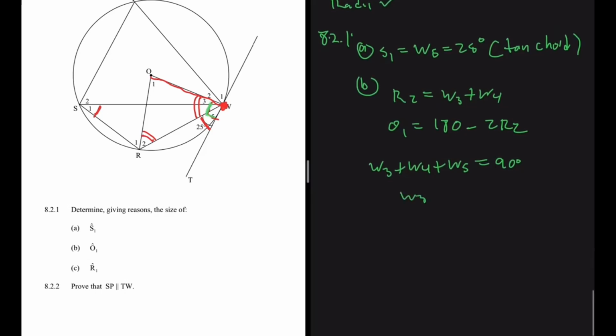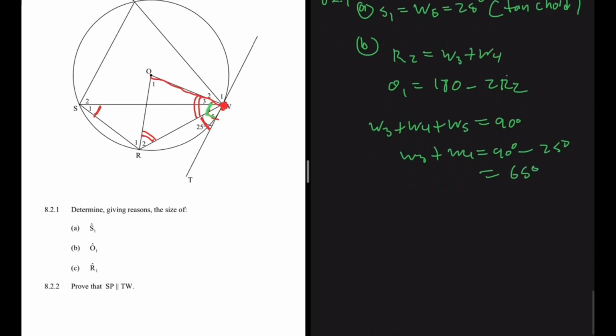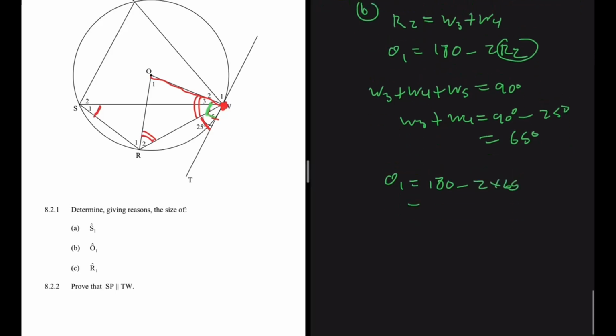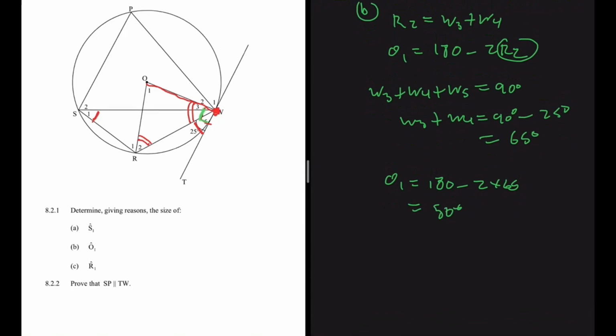So we're going to have W3 plus W4 being equal to 90 degrees minus 25 degrees. And that will be equal to 65 degrees. So now in place of R2, we can put 65 degrees. So we're going to have O1 being equal to 180 minus 2 multiplied by 65, which is 130. So O1 is equal to 50 degrees. We just stick to the keywords and nothing else.